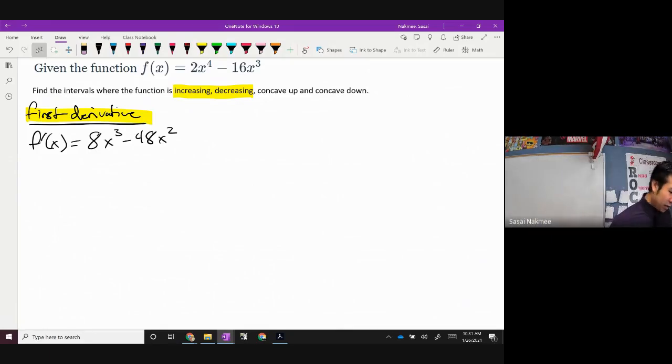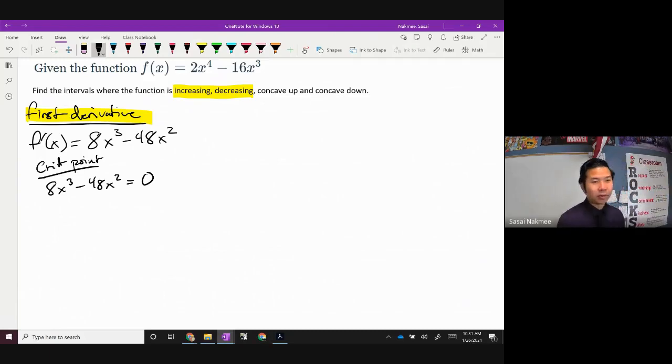Help me find the critical points. Remember, critical points are going to happen when the first derivative is equal to 0. So I just take this first derivative, 8x cubed minus 48x squared, and set it equal to 0. That's it. That will help me find my critical points. Do you guys know what the step is to solve this? This is not a quadratic. It is a cubic now. What's the thing that we need to do to solve this? Help me solve this. I want to test your algebra skills here.